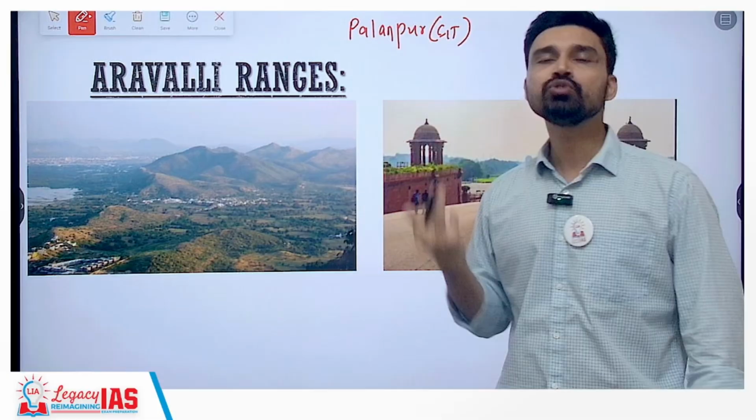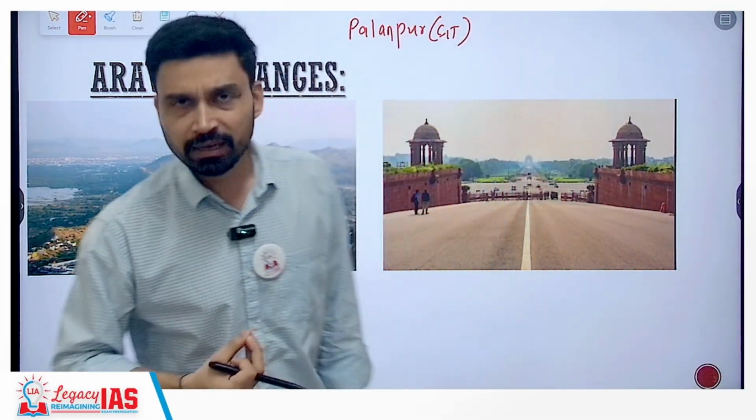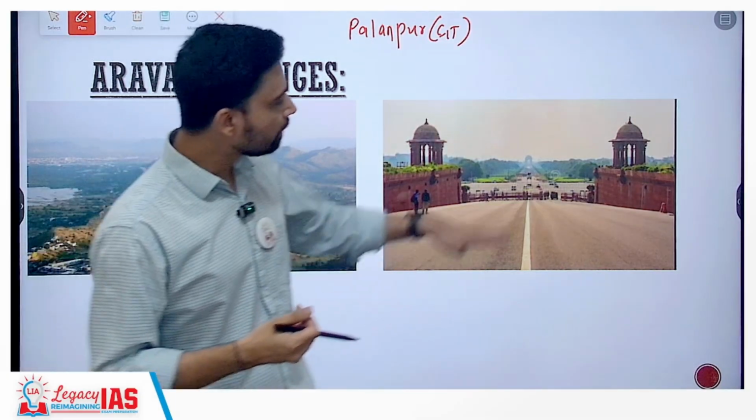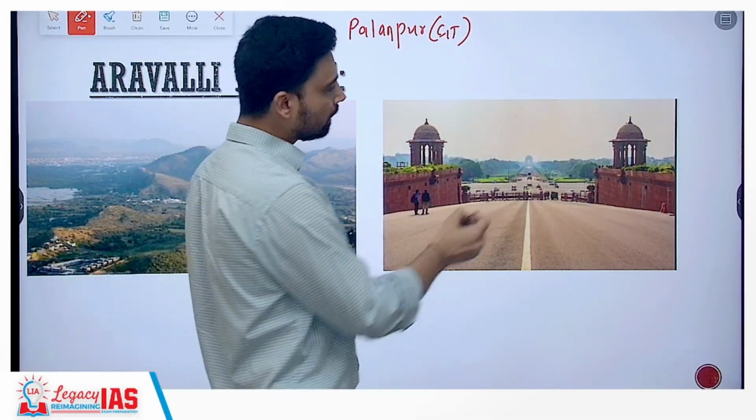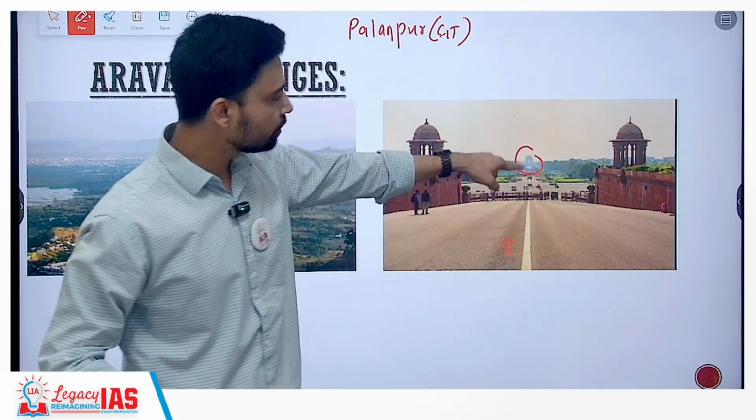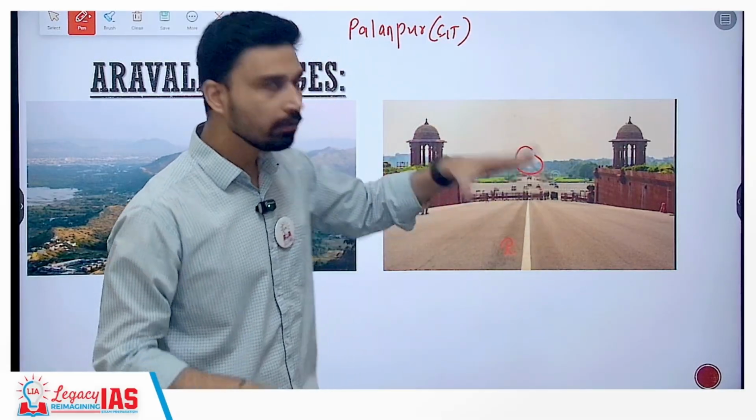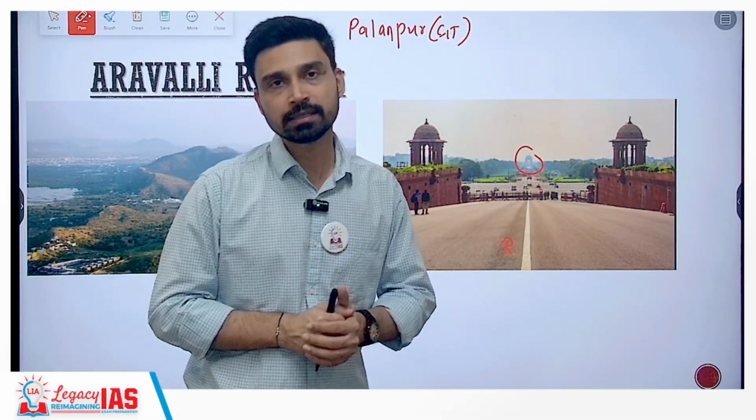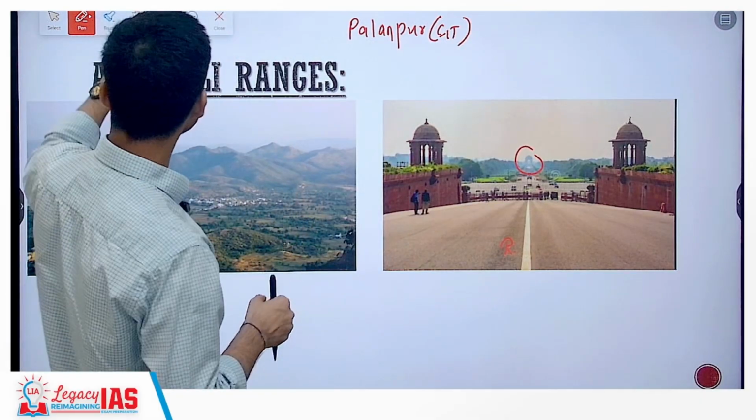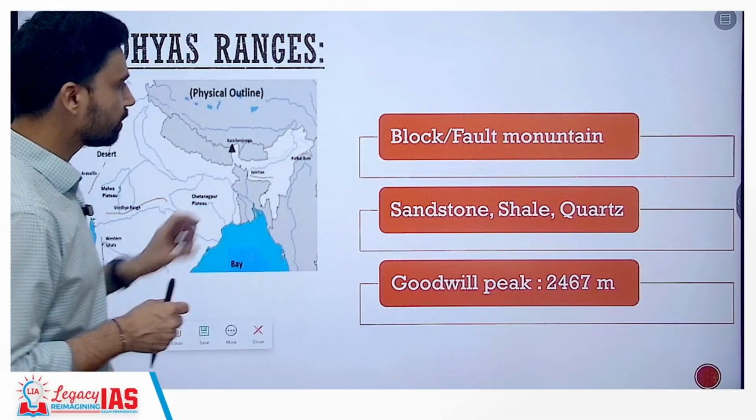Beyond Jaipur, they lose their hilly characteristic. They are seen in the form of isolated, residual, very low-level hills, and they continue all the way up to Delhi. And interestingly, in Delhi, if you look at the Rashtrapati Bhavan, this is India Gate. If you walk in a straight line from India Gate and come here, this is the Rashtrapati Bhavan. So Rashtrapati Bhavan is actually located on the Raisina Hills, and Raisina Hill is nothing but a part or extension of the Aravalli range itself. That is a very, very interesting fact to keep in mind.